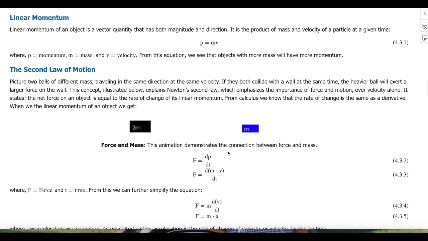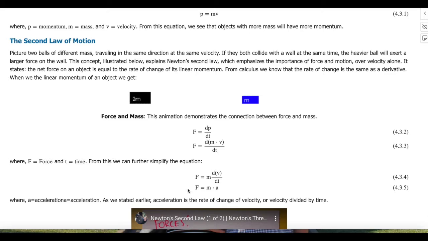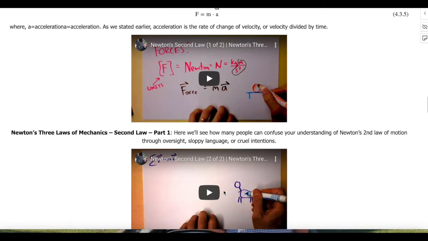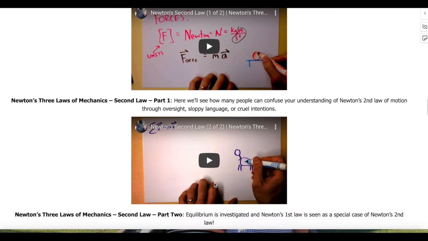And we've got more formulas. Okay. Now, a lot of this is just deriving what the second law of motion is. I want you to pay attention to that F equals M times A. That's going to be important. And we're going to have 2 videos that you get to watch that will help you understand this section of the reading.